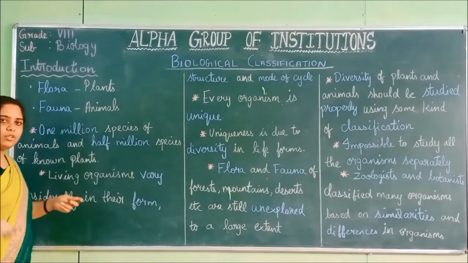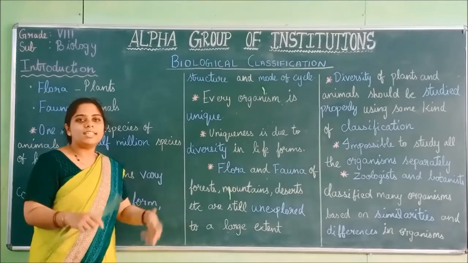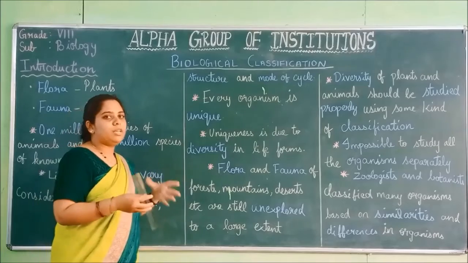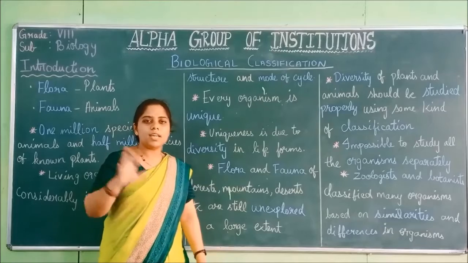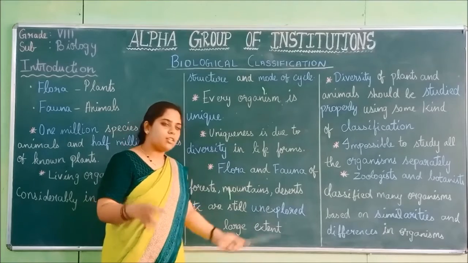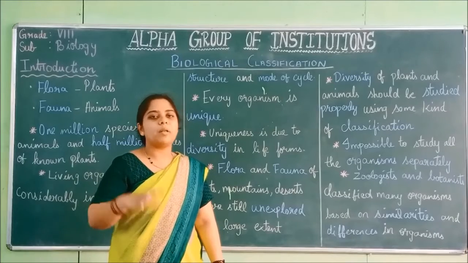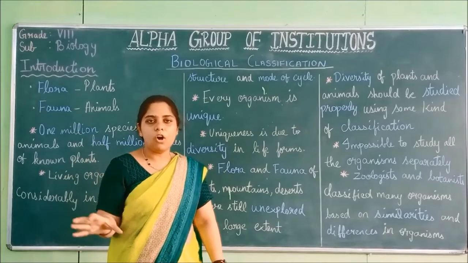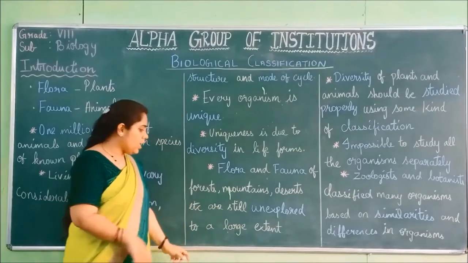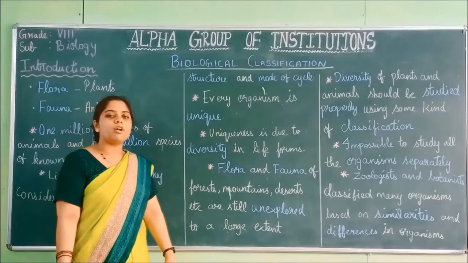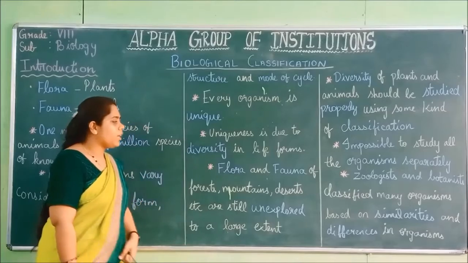So there are a huge number of species that are not even known. It is not even identified still. So there are many organisms in forests, in mountains, because these are the places where many organisms will be there. In deserts also there are a few organisms that are not being identified. Both plants and animals, there are some organisms that are still unexplored to a large extent. So a large number of organisms are there that are still not identified.